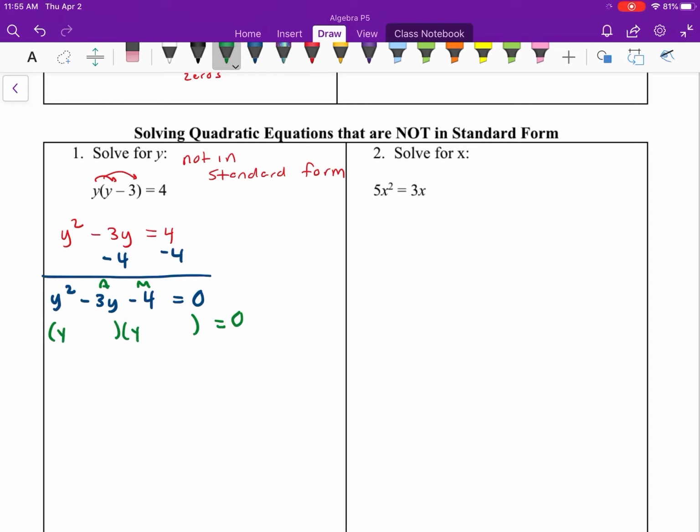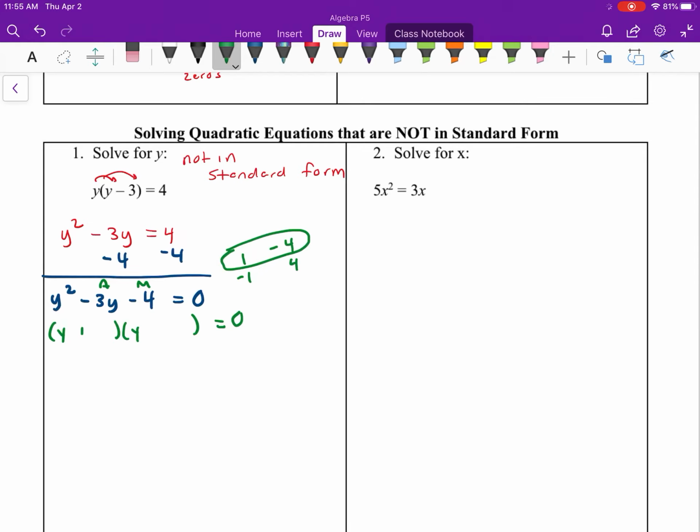The first term is y squared, which would be y times y. Now I got to figure out numbers that multiply to negative 4 and add up to negative 3. I can't do 2 times 2 or 2 times negative 2 because neither of those situations are going to add up to negative 3. Think outside the box a little bit. What else is multiplied to get 4? That could be like 1 times negative 4 or negative 1 times positive 4.